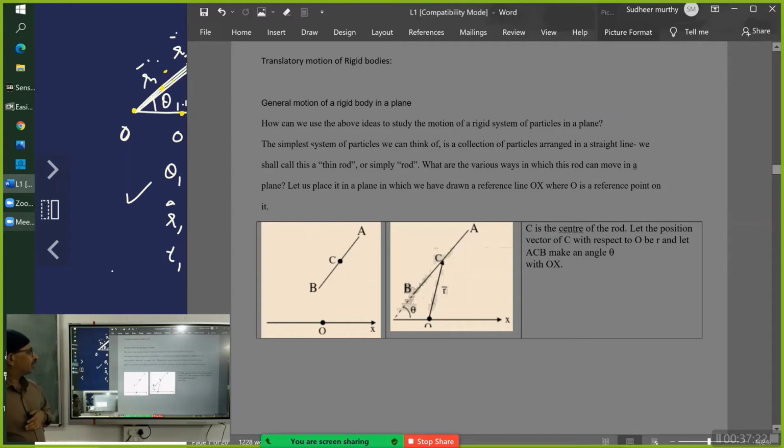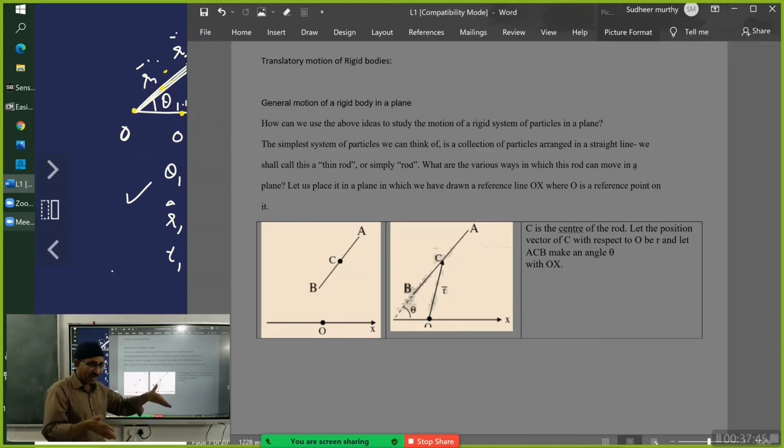As you can see here, we can use the above ideas to study the motion of a rigid system of particles in a plane. The simplest system of particles you can think of is a collection of particles arranged in a straight line. We call this a thin rod, or simply a rod. What are the various ways in which the rod can move? But now we have to create a math model for the motion. If I say the rod is moving like this and I give the math model, then you should be able to visualize how it is moving. So what are the various ways in which the rod can move in the plane?